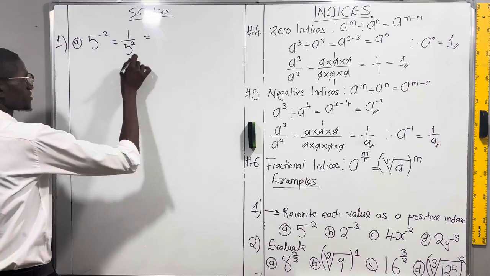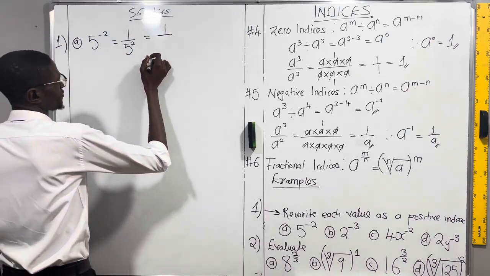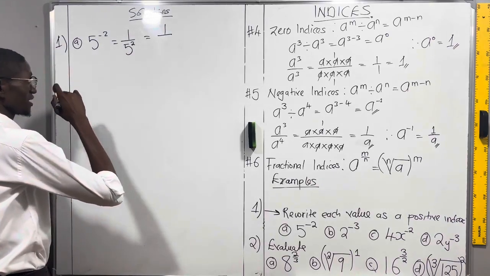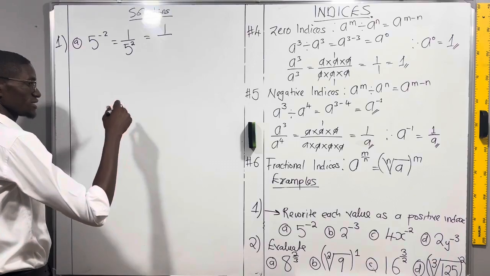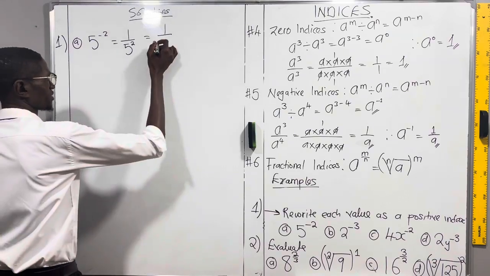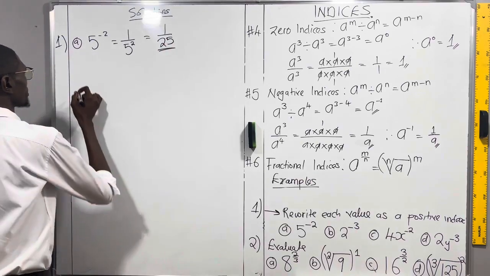After that, we can simplify this one, right? So I'm going to say 1 over, what is 5 squared? 5 squared, excuse me, like we mentioned in the previous session, does not mean 5 times 2. It simply means 5 times 5, giving us 25. And so this is our positive index.